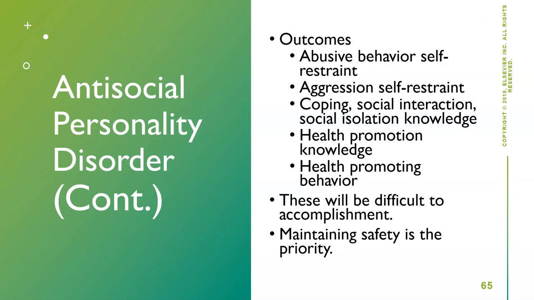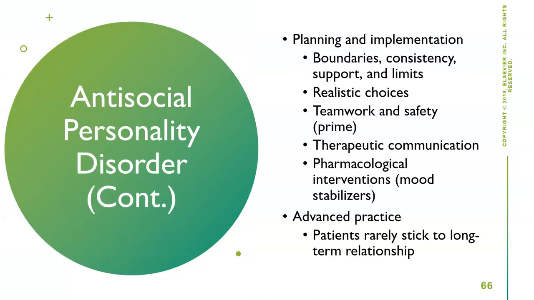Outcomes, if we're talking about aggression, coping, health promoting behavior, are going to be difficult to accomplish with these patients. Especially, the priority is safety. And a lot of times it's the safety of others. We've kind of already talked about these: set boundaries, set limits, realistic choices, use teamwork if we're going to be talking to these patients. No approved medications. We do see some off-label use, mood stabilizers, so your anti-epileptics. They're not really sticking to treatment. They're not seeing providers regularly unless it's court ordered.